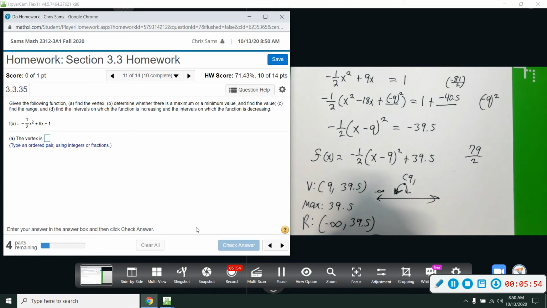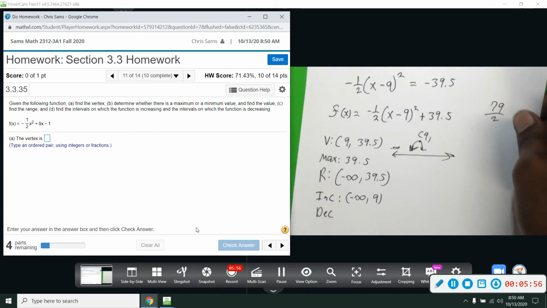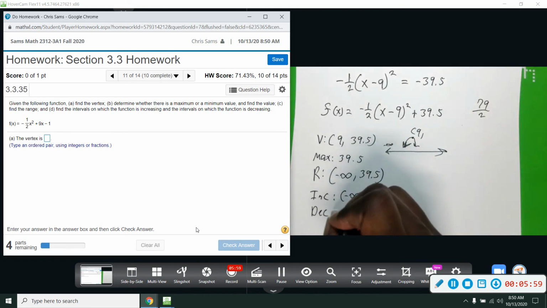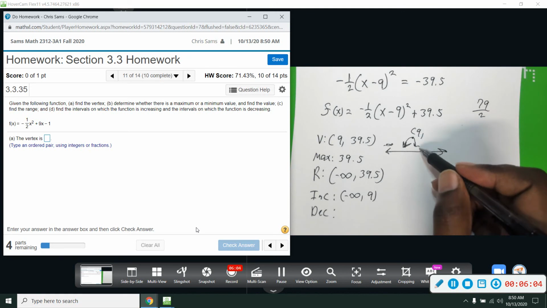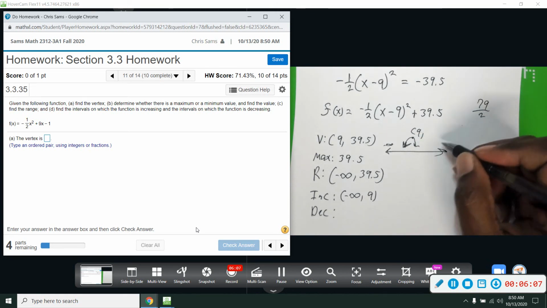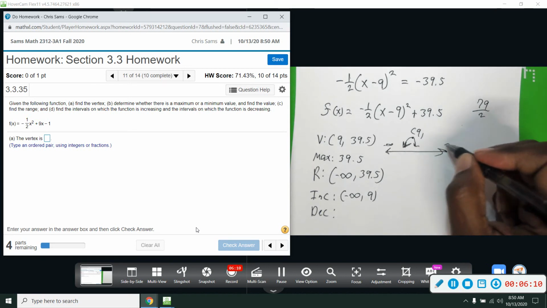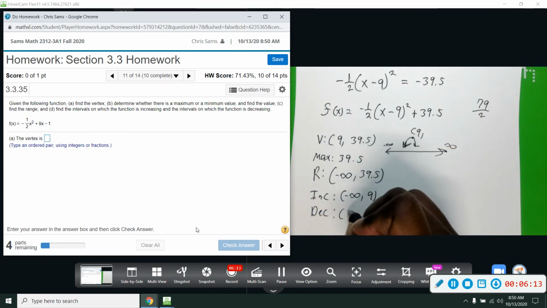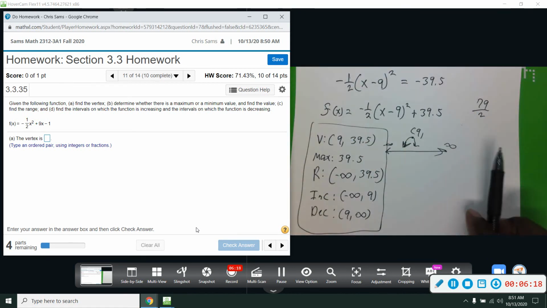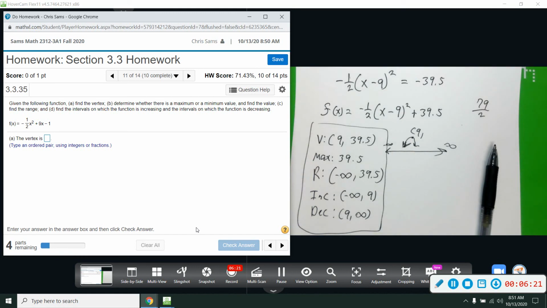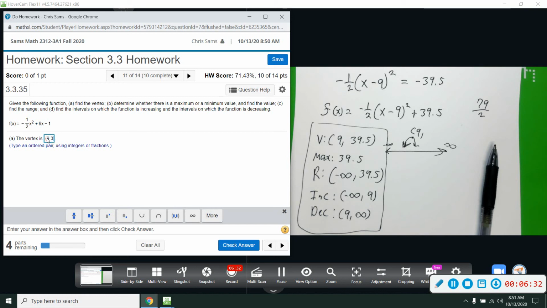And then decreasing. Cannot see what I'm writing, sorry. Decreasing from 9 to positive infinity, because we're going left to right. So from 9 going this way to positive infinity. And so this is the information that we want. The vertex is 9 and then 39.5.